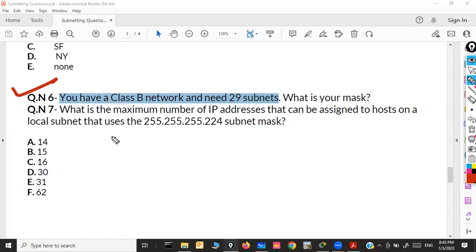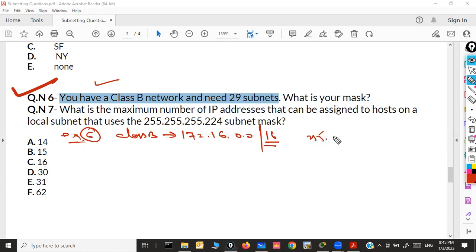First, just find out the number of bits that need to be borrowed from the subnet. The question is question number 6. There is a class B network. Network address is 172.16.0.0. If I write down the mask this way, it means /16. Or if I write down the mask in decimal, then it is this. Either way, you can write it in any way. Now the question is, this is the network address given.